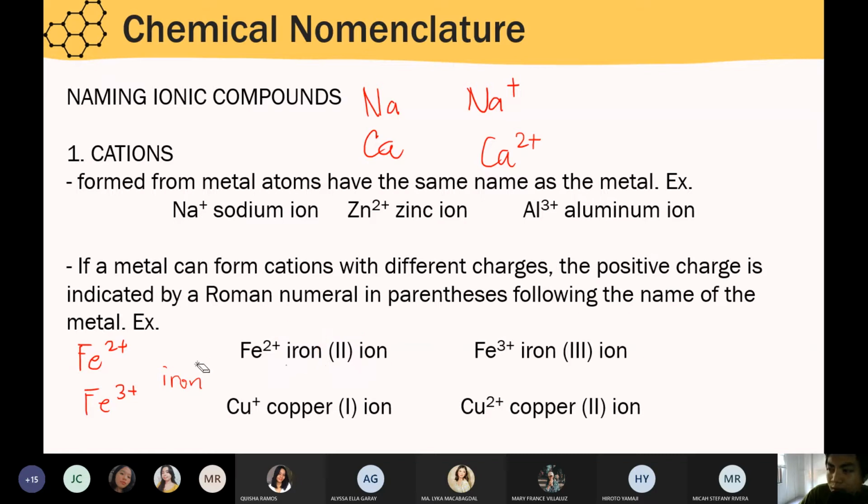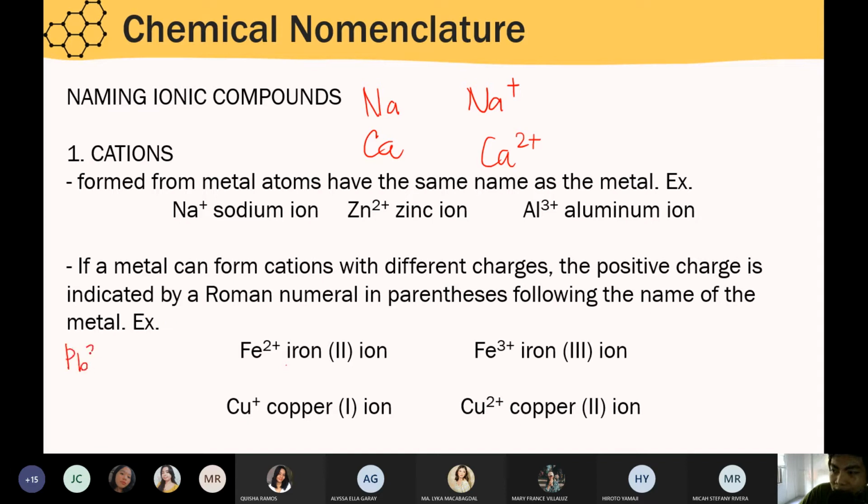So that is to eliminate the confusion, because you might get even more confused. So that's why we have to indicate the charge. For copper, we have copper(I) and copper(II). So this is copper(I). This is copper(II). As you can see, they have different charges, so that means they should have different names as well.